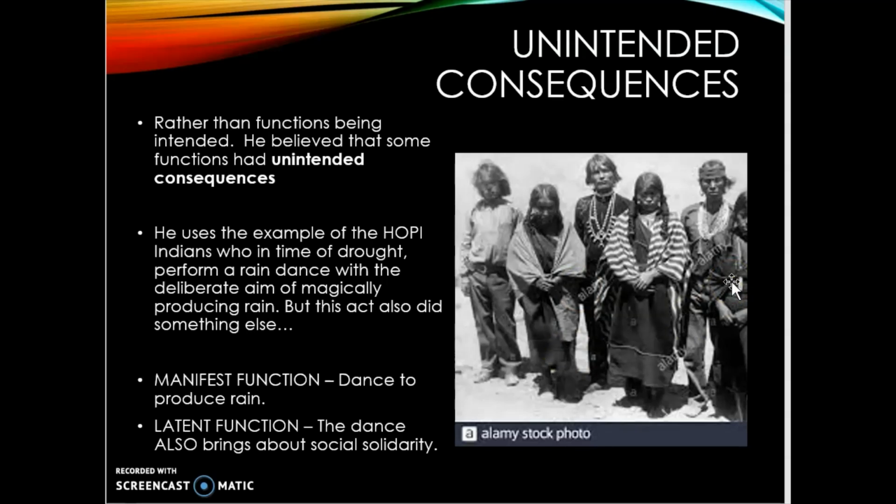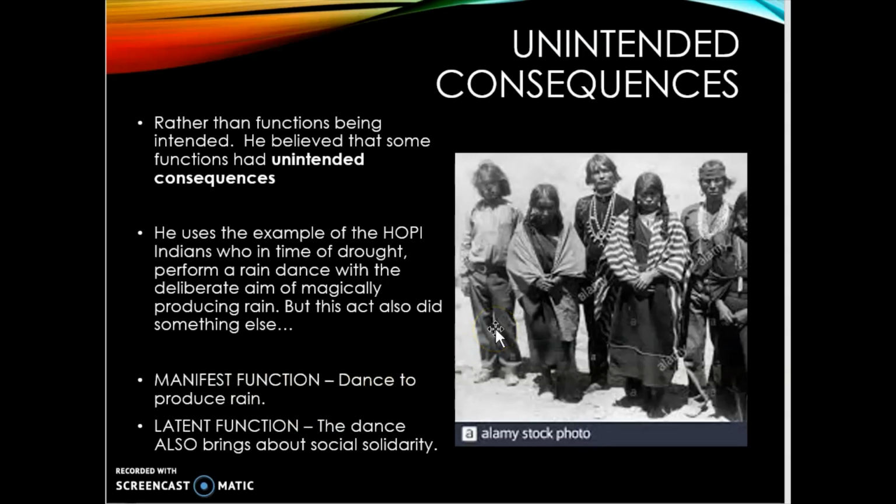And this rain dance was to encourage the weather, to make it rain. So then it rains and then they're all happy. But this also did something else. The dance also brought about social solidarity. Okay, so while they're all dancing about, they are feeling part of the group. They're feeling a connection with other people, as well as doing what the intended function was, which was to dance to produce rain. It was also performing a social function as well.